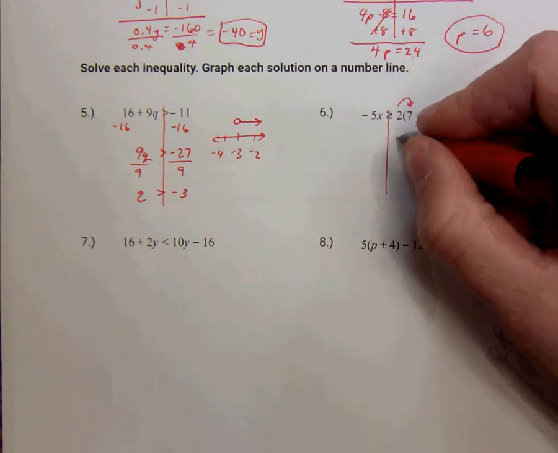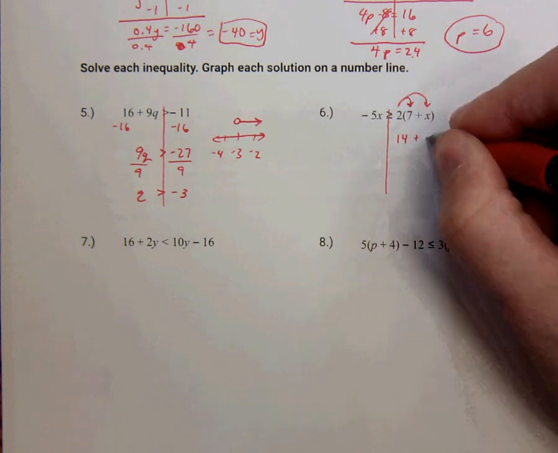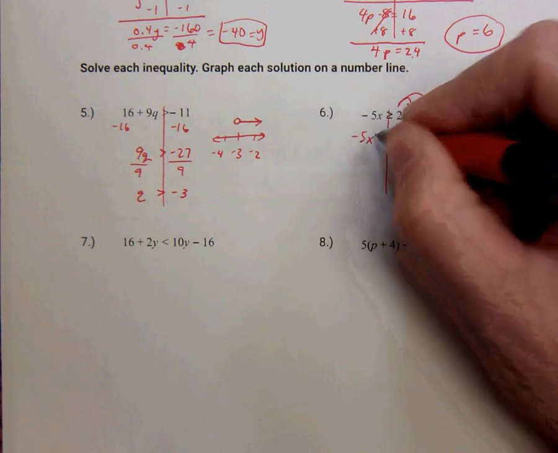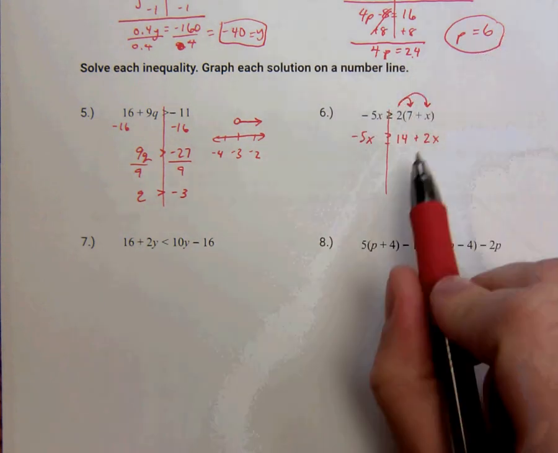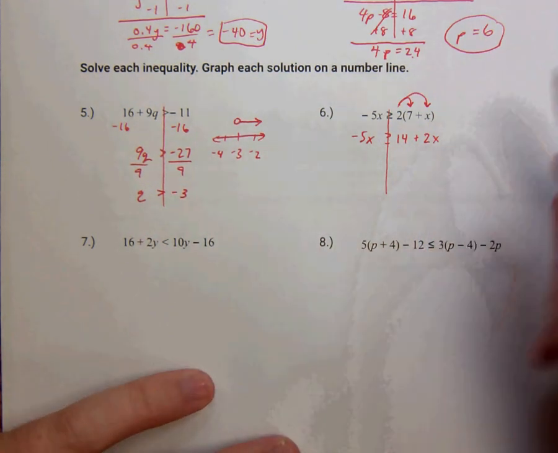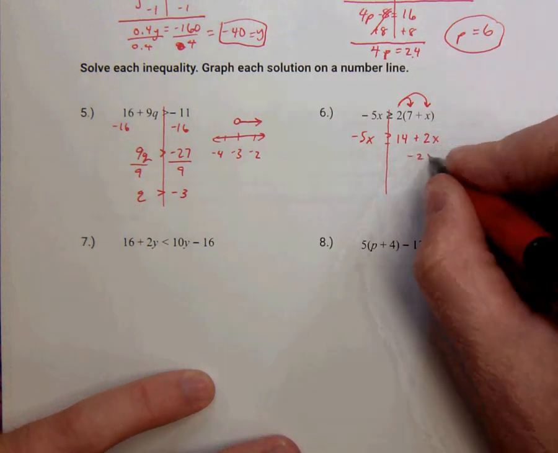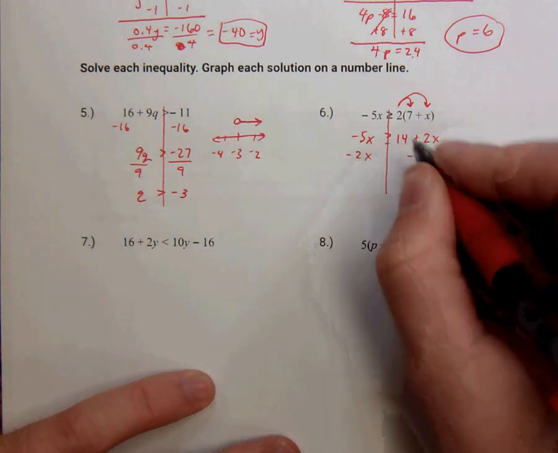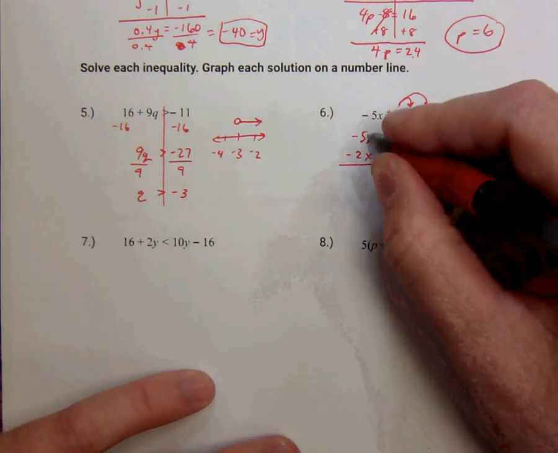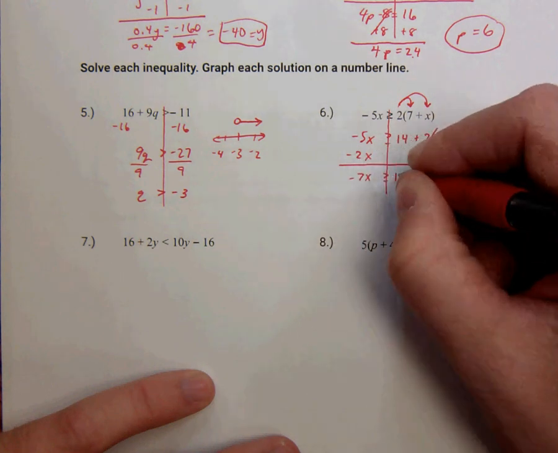Distribute first. 2 times 7 is 14, plus 2 times x is 2x, is greater than or equal to negative 5x is greater than or equal to 14 plus 2x. There's nothing to simplify, but I do have variables on both sides, so I need to subtract 2x to get the variables together. So this goes away, and I get negative 5 minus 2 is negative 7x is greater than or equal to 14.